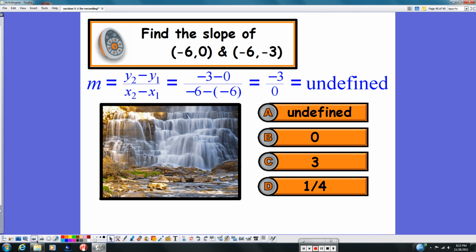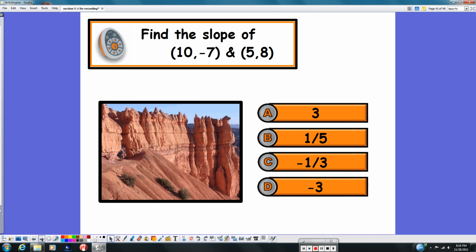Try this one. We have negative 3 minus 0, which is negative 3, and negative 6 minus a negative becomes plus 6, which is 0. This is undefined. Remember, when you have a 0 on the bottom, that means it's undefined. You are not allowed to divide by 0. Go ahead and try this one.